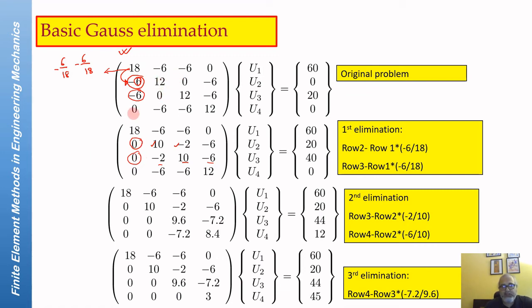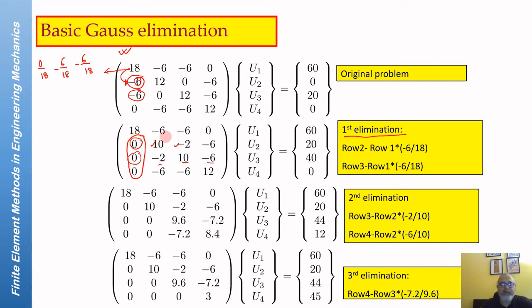Similarly, the fourth row is already 0, so we don't have to do anything. We actually multiply by 0 by 18 and then subtract. It remains as it is. So this is what we have. This is called the first elimination step. After the first elimination step, everything under 1 1 has become 0.